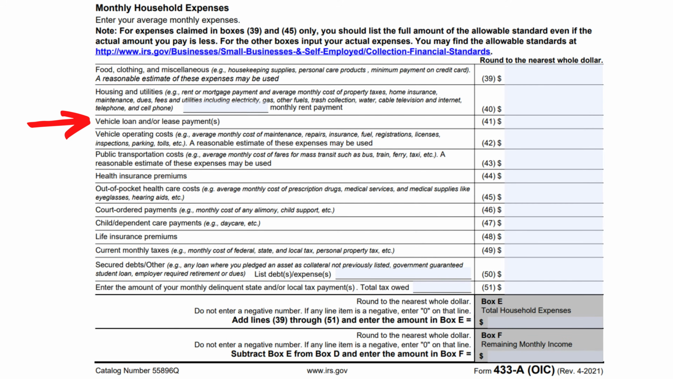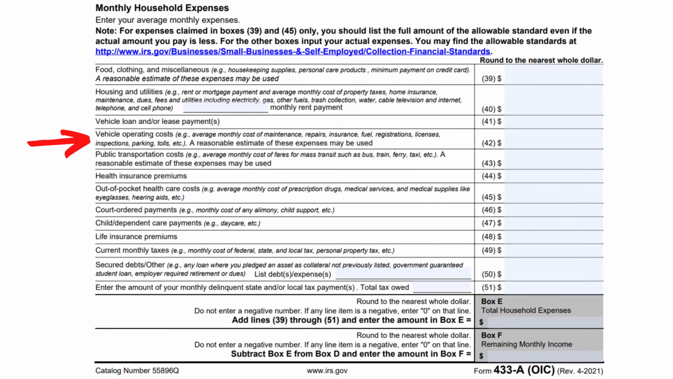Okay, monthly ownership costs are your monthly payment on your car. If you don't have a monthly payment on your car, you don't have a monthly ownership cost on the form 433A OIC. But assuming you do have a monthly payment on your cars, once you determine your monthly vehicle ownership amount, as I just described, you put it on line 41 of the form 433A OIC, which is for vehicle loan and or lease payments.